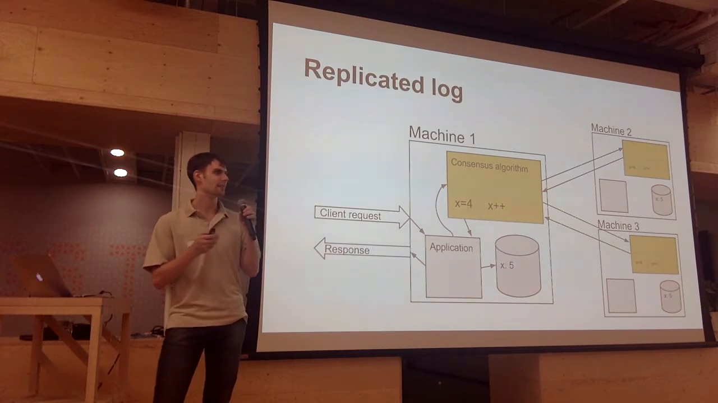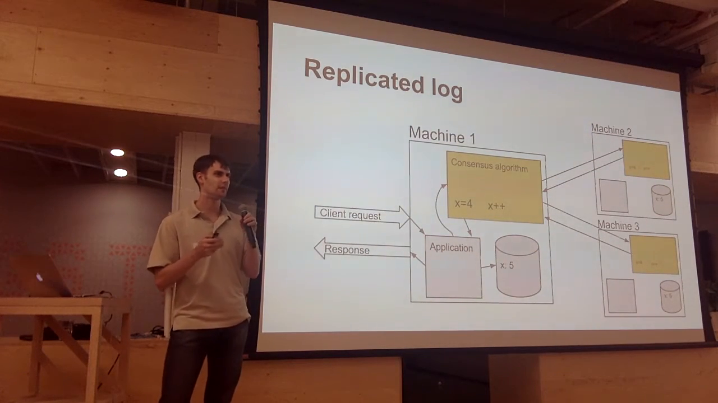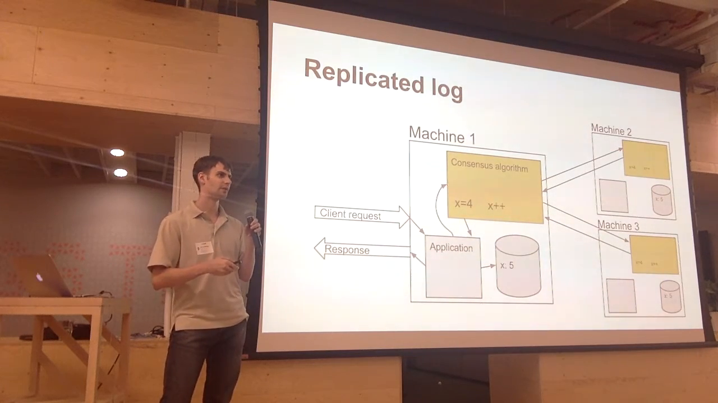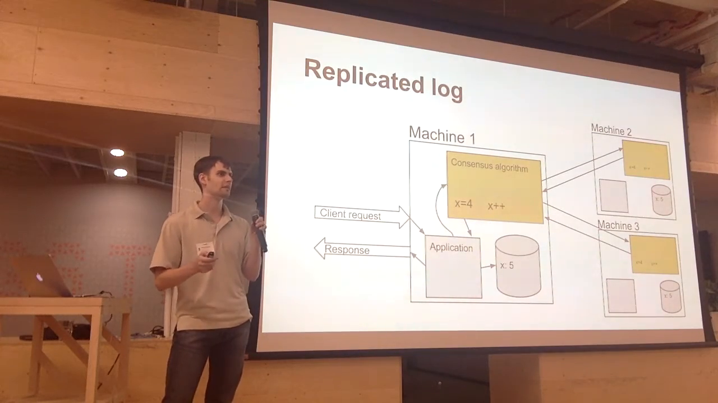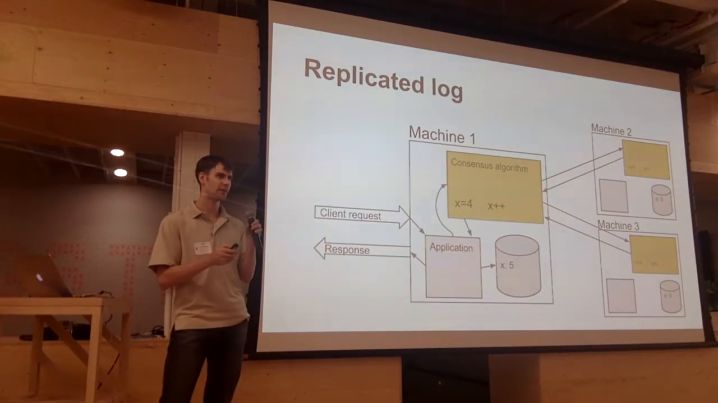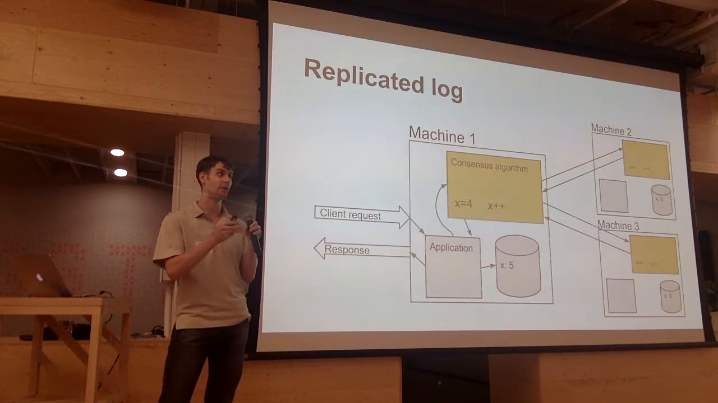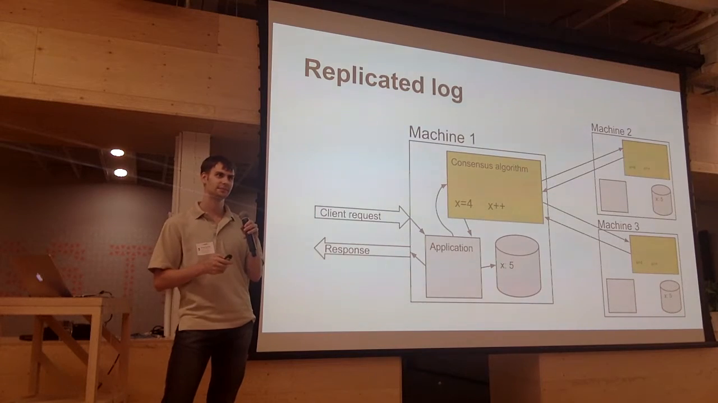The other thing that happens is that it guarantees all those properties while handling failures for you. So machines can go down, the network can have problems where messages are dropped, or delayed, or delivered out of order, or duplicated. All that kind of stuff the consensus algorithm handles for you, so that your application can remain mostly unmodified. Are there any questions about how you would use a replicated log to make an application run on multiple machines? Cool.